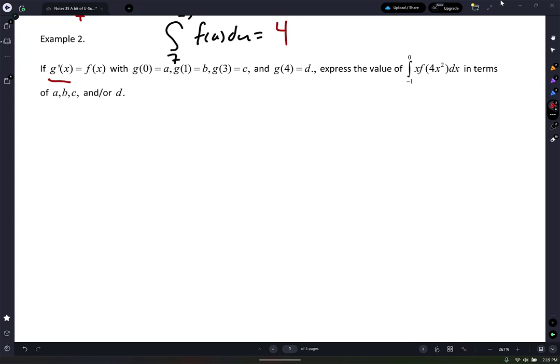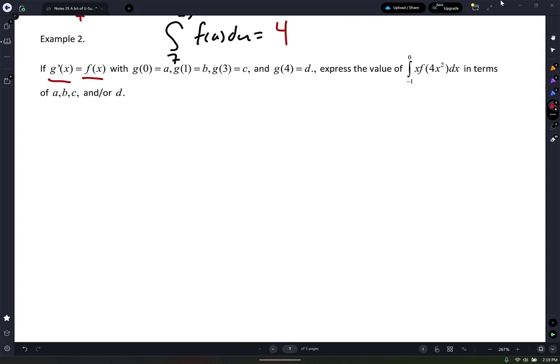So let's see what it says. Imagine if g prime equals f. Okay, so the antiderivative of g prime, okay, that's fine. g of 0 is a, g of 1 is b, g of 3 is c, g of 4 is d. Express the value in terms of a, b, c, and or d, okay.